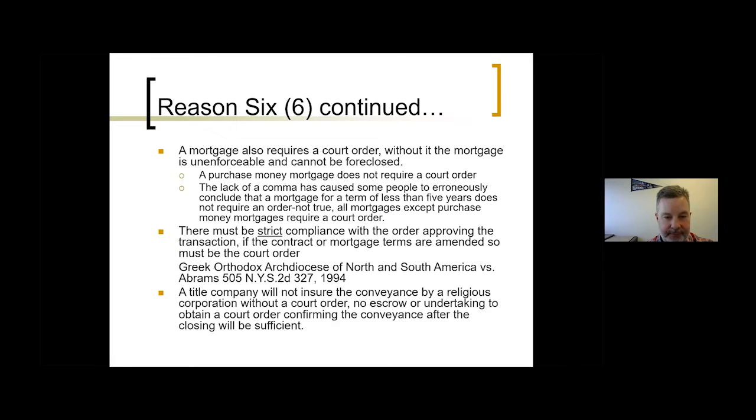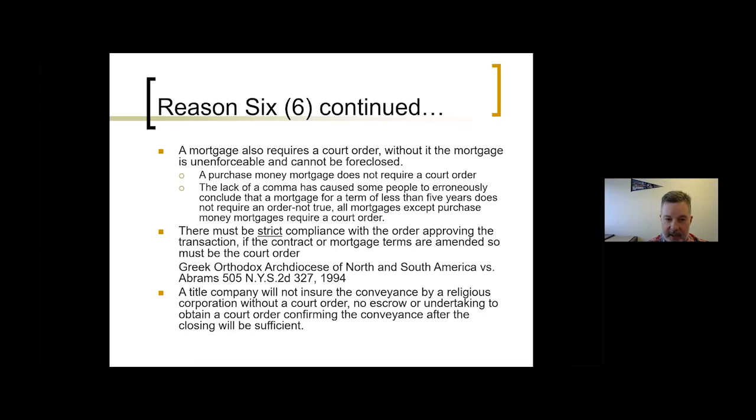Okay. A mortgage by the religious corp is also going to require a court order. Without it, the mortgage is unenforceable and cannot be foreclosed. The carve-out here is that a purchase money mortgage does not require a court order. So if the religious corp is doing a refinance, then we're going to need a court order. If they're buying, we do not need a court order for the purchase money mortgage.